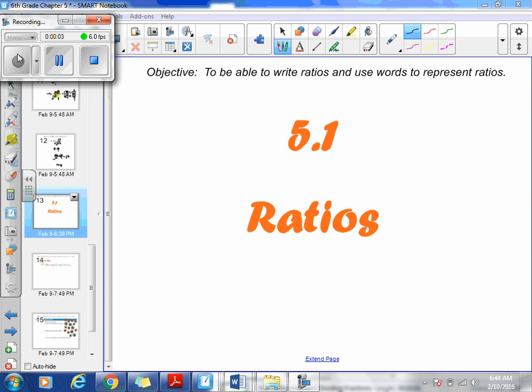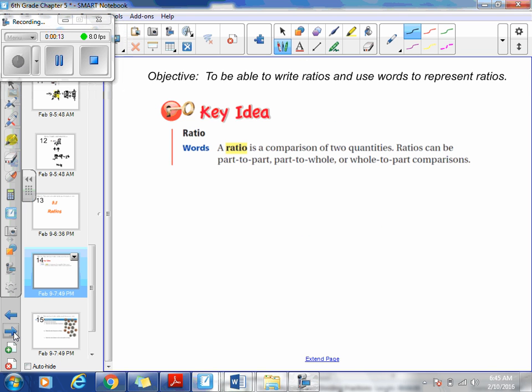Your goal after watching this video is to know what a ratio is, how to write a ratio mathematically, and how to explain a ratio in words. So first, what is a ratio? A ratio compares two quantities or two amounts of something.